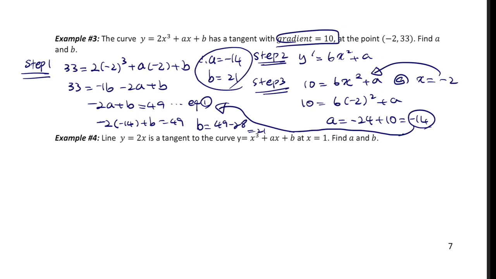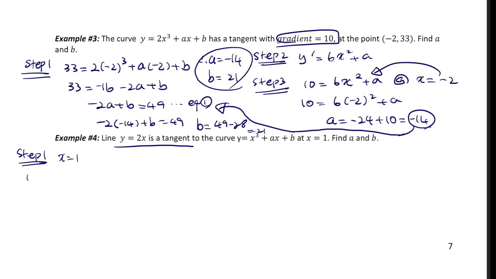So we know that y equals 2x is the tangent line to the curve y equals x cubed plus ax plus b at x equals 1. We need to find this unknown a and b. So we have two unknowns, means we need to set two equations to solve them. So we're still going to follow this process of the tangent line. So step 1, we need to find that missing y value, right?